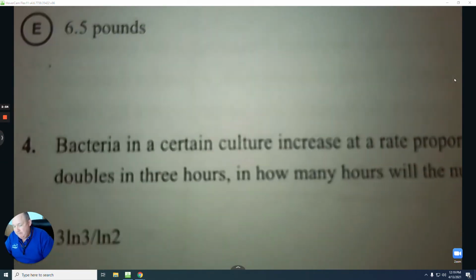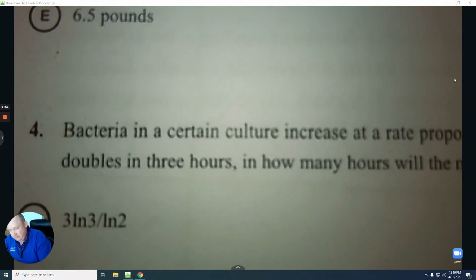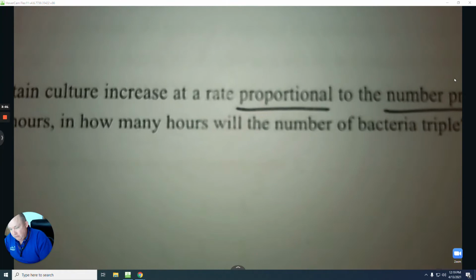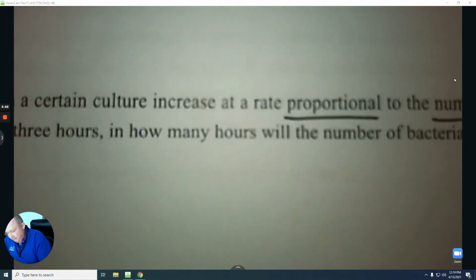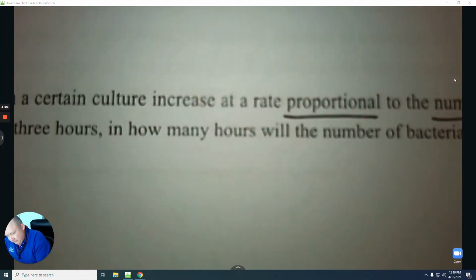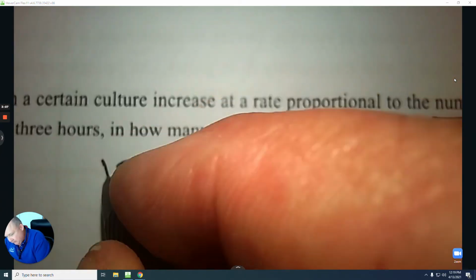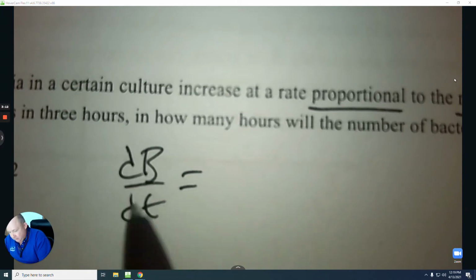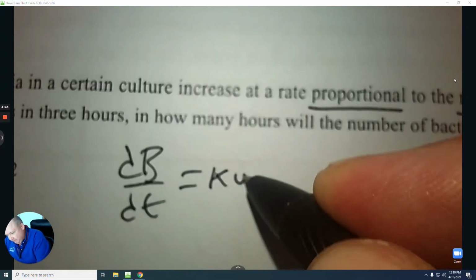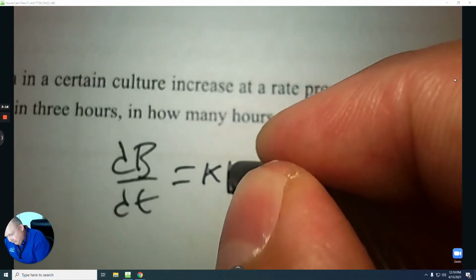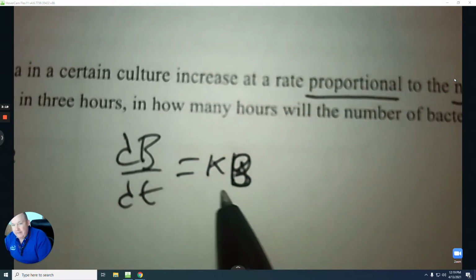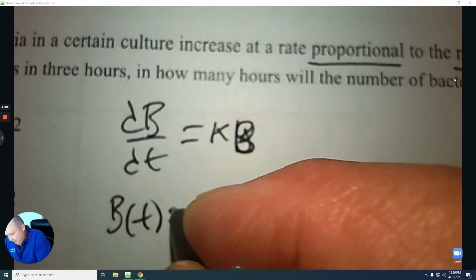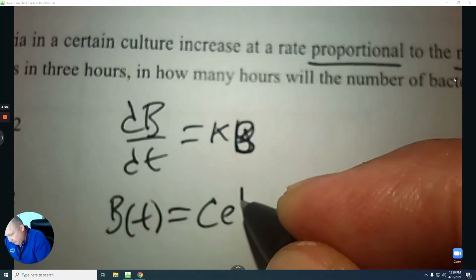Number 4. Bacteria in a certain culture increase at a rate proportional to itself. That's what it's saying. So if it's proportional to itself, then this is what it looks like. So if I write an equation, that's the rate of bacteria increasing over time. That's what it's saying. Oops, it's really B. So that's the rate that it's increasing by. When I integrate it then, it's going to be Pert, but I'm going to write it this way.